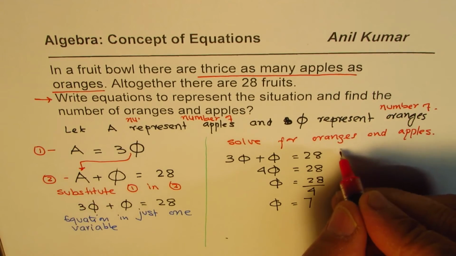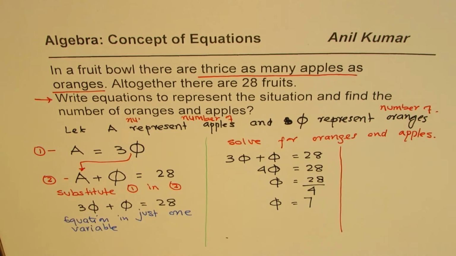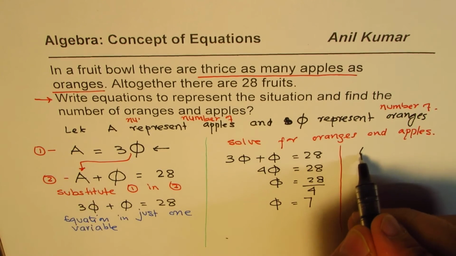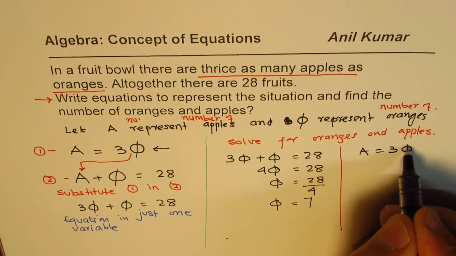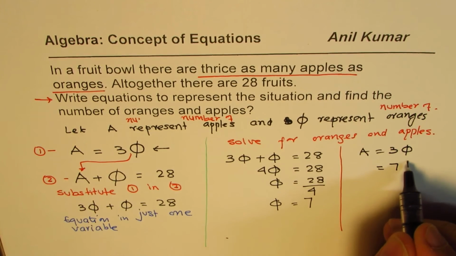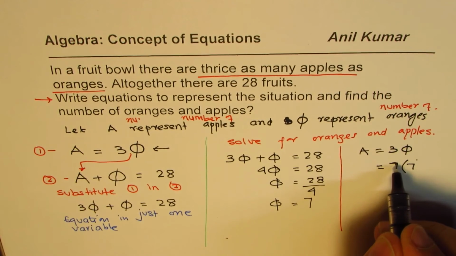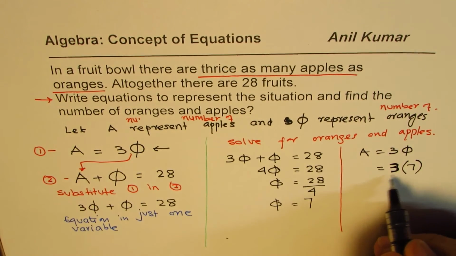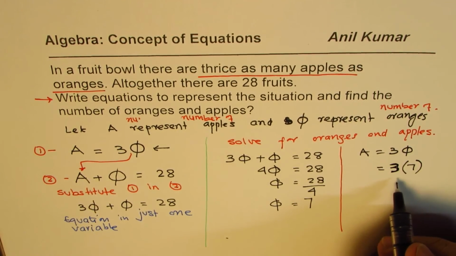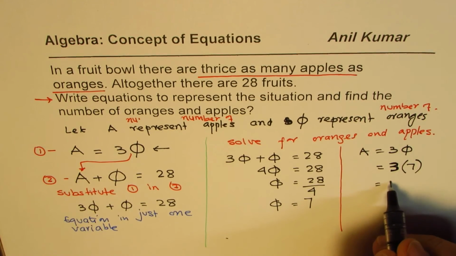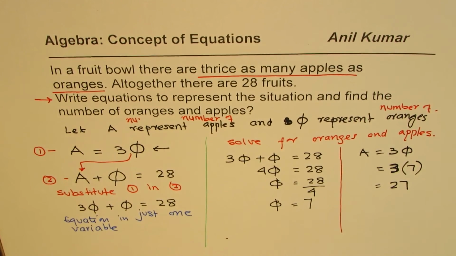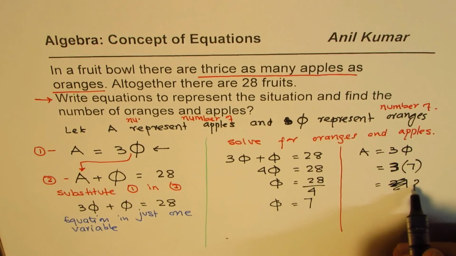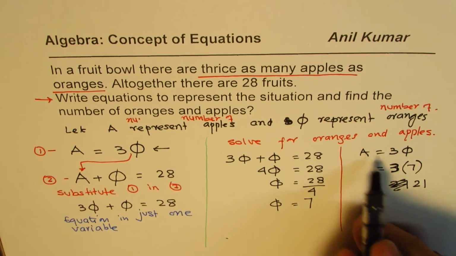Now if you know that the oranges are 7, how will you find apples? Well, from equation 1. So we say apples is 3 times oranges. Now oranges are 7, so we have 3 times 7. You may write like this in the bracket, it means multiplication, or you can use the multiplication sign. 3 times 7 is 21, right? So we get 21 as the number of apples.